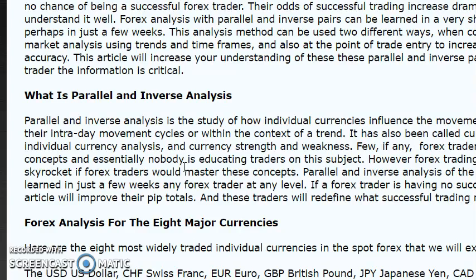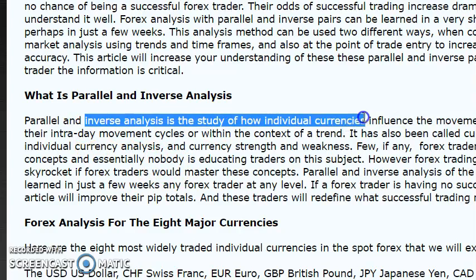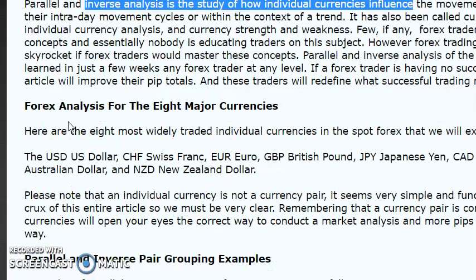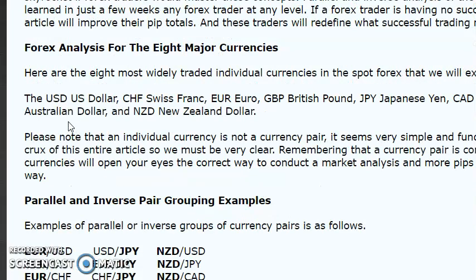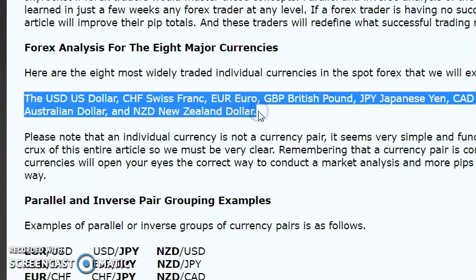We're going to learn how to analyze the Forex market with trend indicators and also with real-time indicators. Okay. So parallel and inverse analysis is the study of how individual currencies influence the movement of pairs. And so that's pretty simple and straightforward. For the purposes of this article and lesson, we're going to consider the 8 major currencies. These are the 8 currencies that are the most frequently traded.